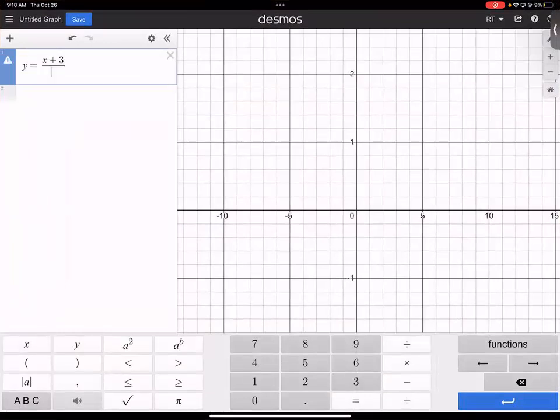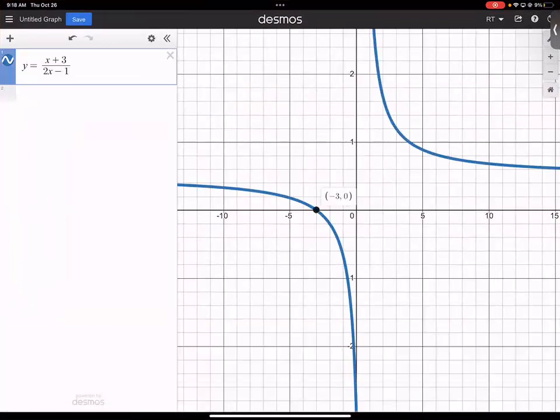X plus 3 over 2x minus 1. There's x equals 3, right? Okay, this function, though, we're comparing to 0. We're asking where it's greater than, less than, whatever it is, 0. 0 is the x-axis.